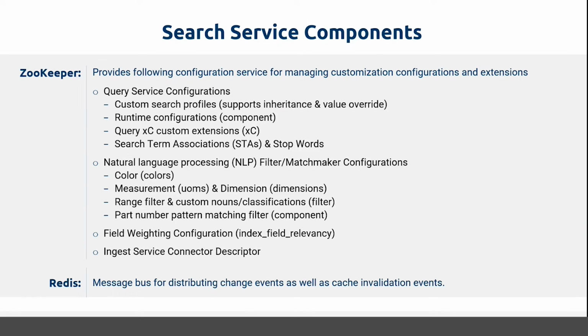For natural language processing, filter and matchmaker configuration includes color, measurement and dimensions for a product, range filter, and custom noun and classifications filter. Then it also includes part number pattern matching filter. This also has field weighting configuration for relevancy and ingest service connector descriptor.